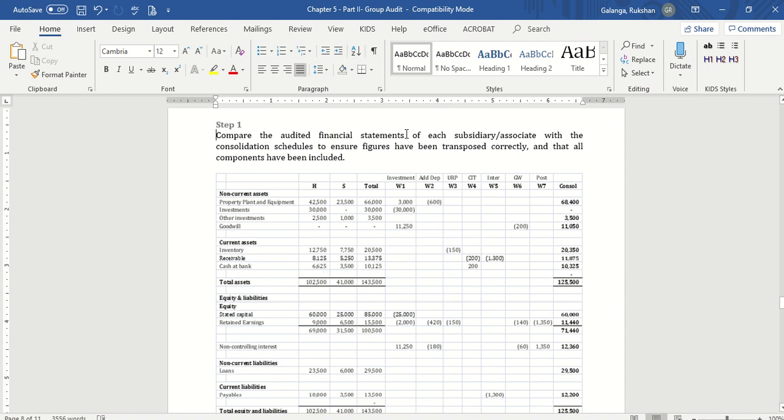Compare the audited financial statement of each subsidiary and associate with the consolidation schedules to ensure figures have been transported correctly and that all components have been included.